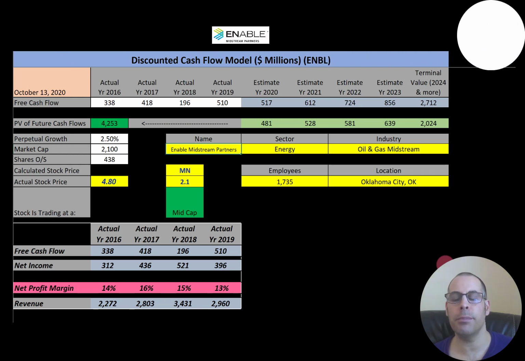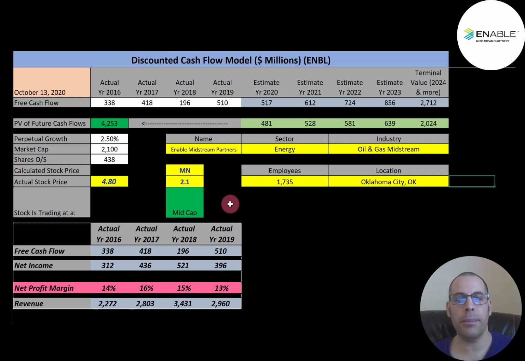Enable is an oil and gas midstream company. Midstream refers to points in the oil production process that fall between upstream and downstream. Midstream activities include the storage, processing, and transportation of petroleum. Let's get started with the model.